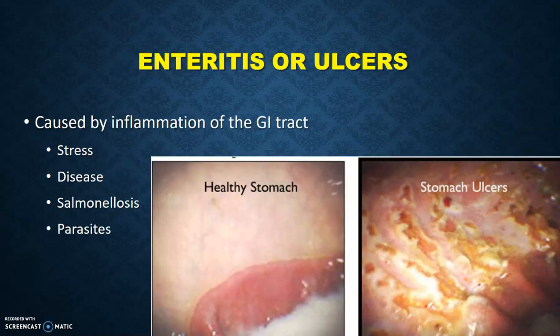Enteritis or ulcers. So enteritis is any kind of inflammation of the GI tract. It could be proximal enteritis, so like the small intestine. Ulcers like in the stomach. And you can also get colitis. Enteritis tends to be what we call inflammation of the small intestine, and colitis would be inflammation of the colon. But it's the same idea, some kind of inflammation caused by stress, disease, salmonella, parasites.